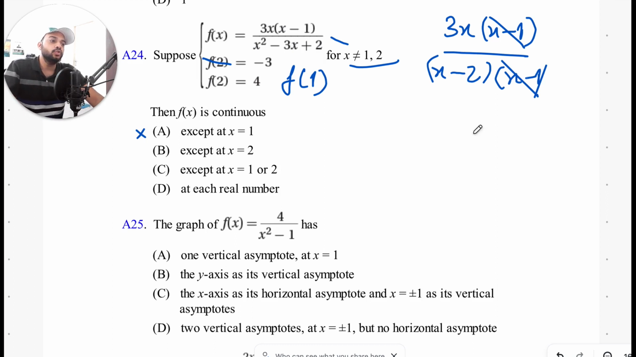At x is equal to 2, the function is not continuous because at x is equal to 2, it's going to go to infinity. Yep. It's going to go to infinity. The function value is going to go to infinity at x is equal to 2. So this is going to be a discontinuity. Okay. And this is the right answer. So because at x is equal to 2, the function is discontinuous.